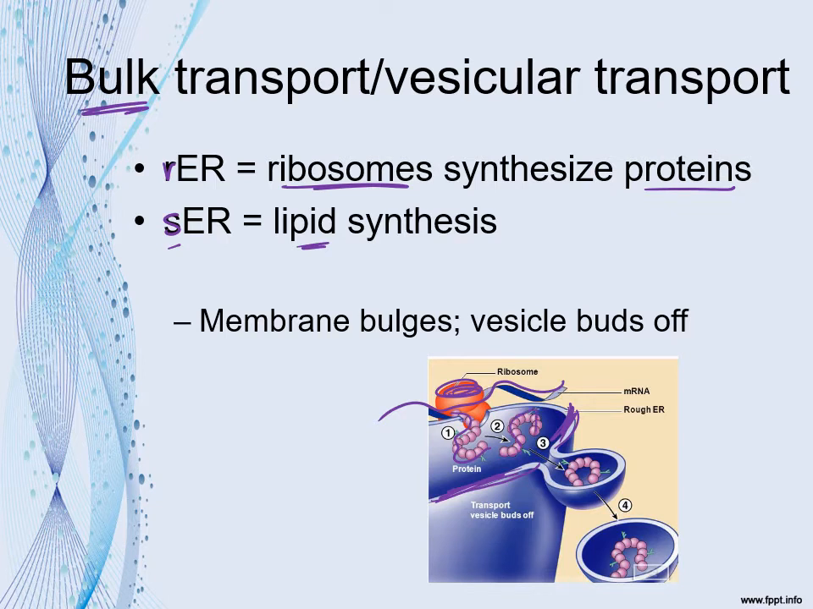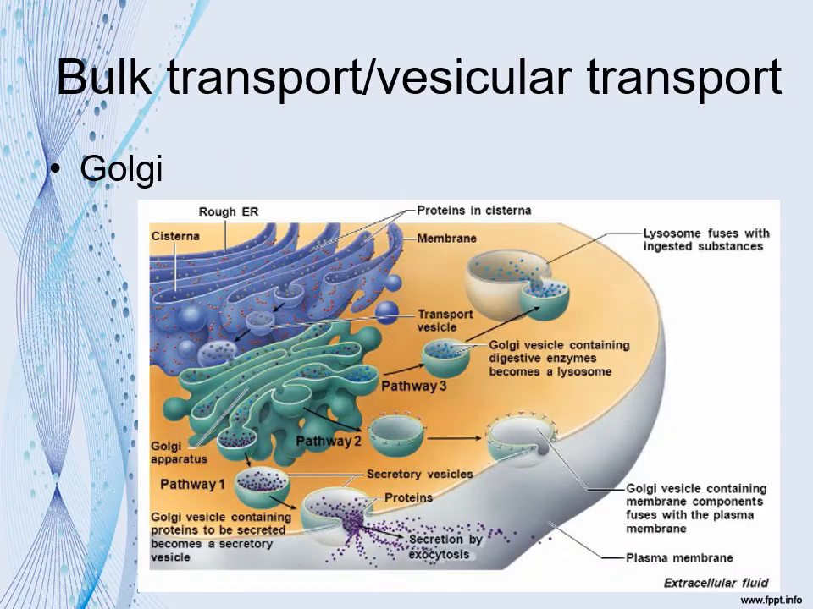That protein is going to be transported through the rough ER and then into a vesicle. So the membrane of the rough ER is going to bulge. That protein is going to be in the bulge, and eventually this membrane is going to merge and pinch off. And so now we have our vesicle that can move away from the rough ER. This also happens at the Golgi.